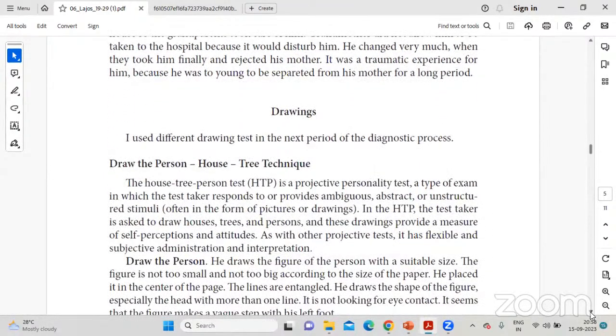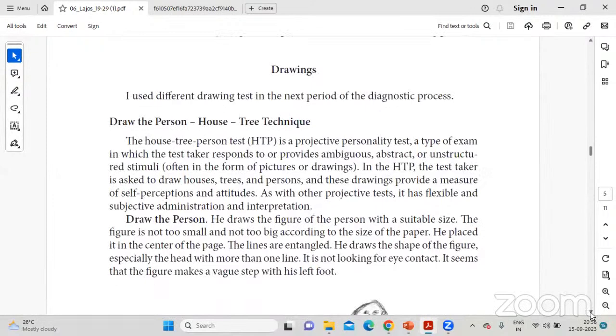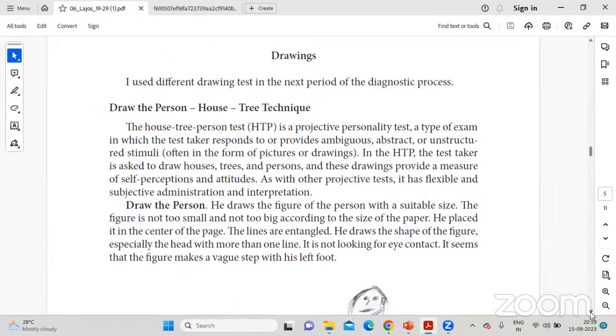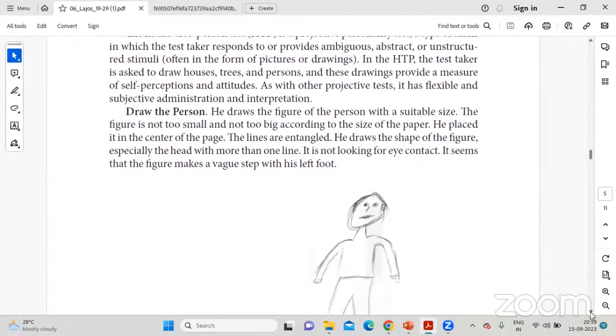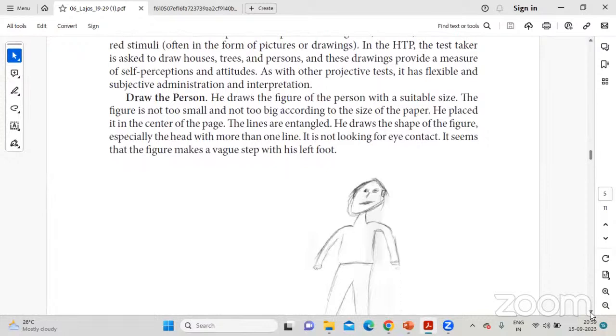Then the drawings. The researcher used the Draw a Person, House, Tree technique, HTP. As we know, it's a projective personality test, and the Draw a Person test was also considered here. You can see the descriptions are given. The boy placed the figure in the center of the page. The lines were entangled. He drew the shape of the figure, especially the head, with more than one line. So you can see that multiple repetitions were done in this case.